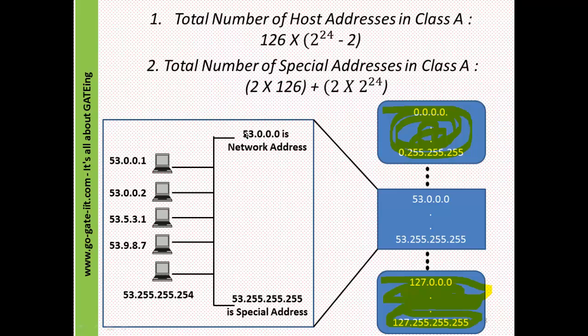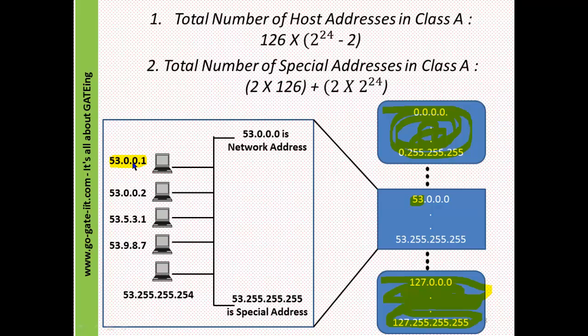So 53.0.0.0 is a network address again, and 53.255.255.255 again is a special address. So usable addresses are, for example, we are considering it as an example that 53 is nothing but the network address.